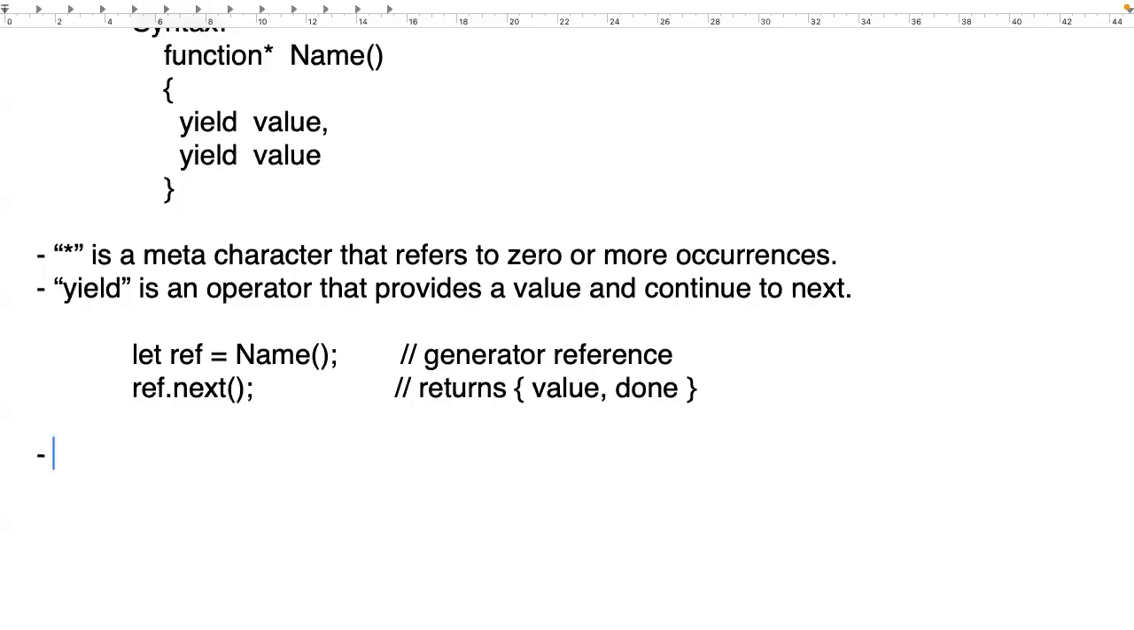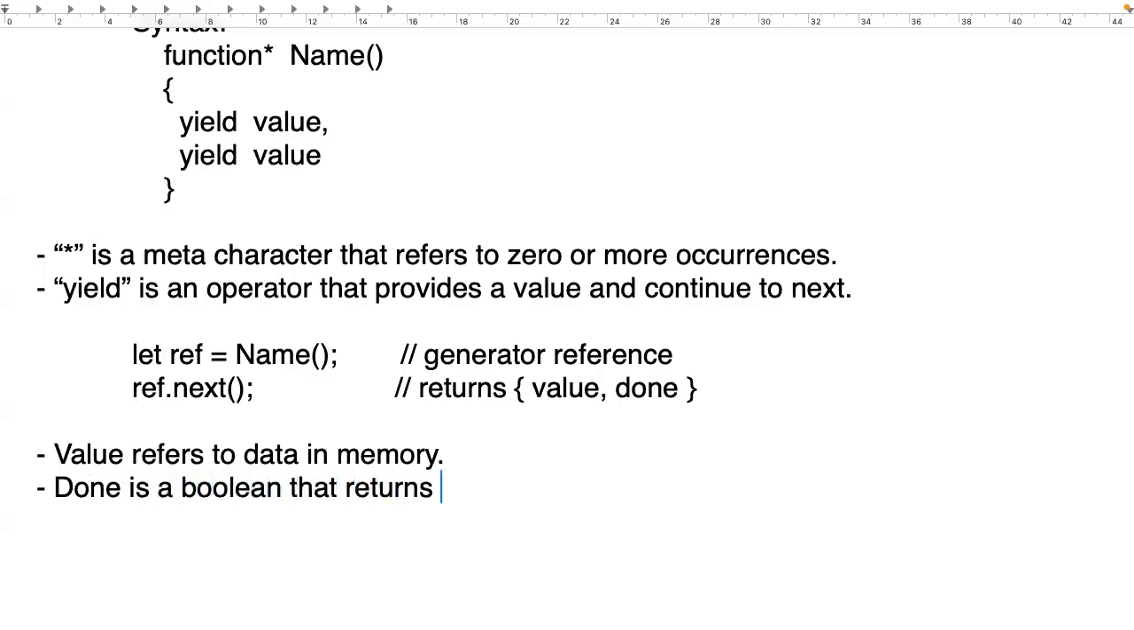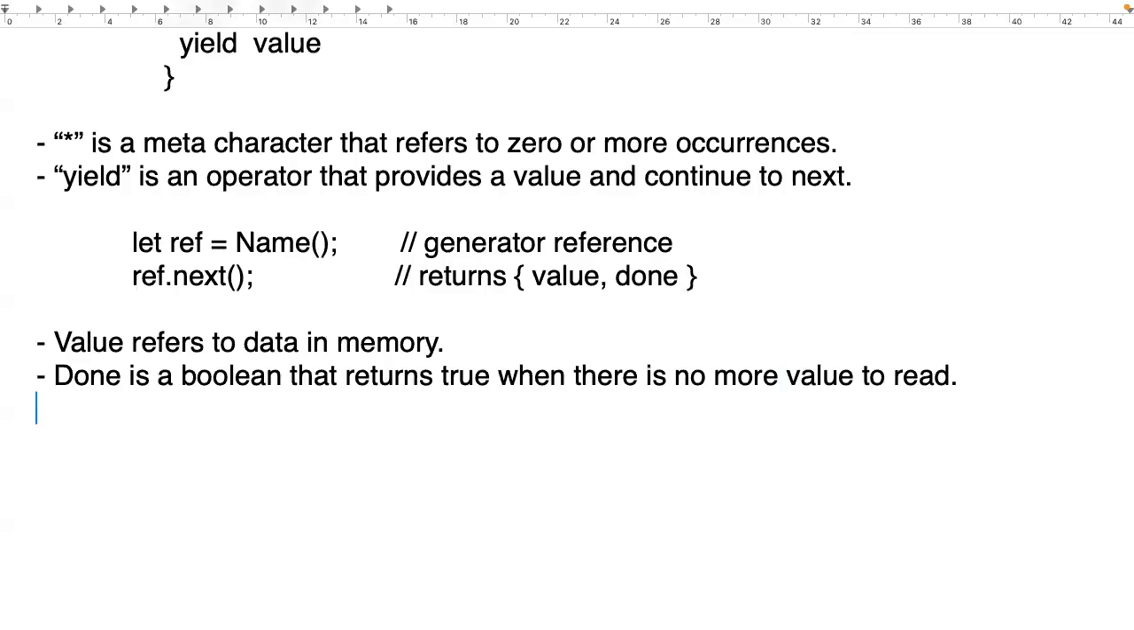So value refers to data in memory, and done is a boolean that returns true when there is no more value to read. When there is no more value to read, it will return done true. This is the concept of how the iterator works.